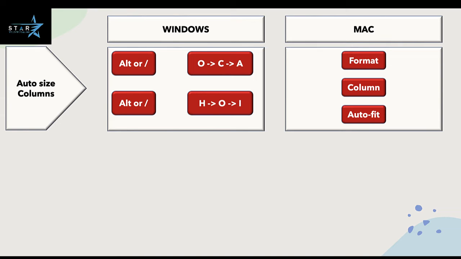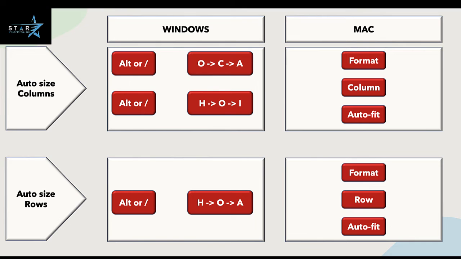When it comes to Mac, there is no shortcut for auto size columns. So we will have to take a traditional route, which is we will have to click on format. Under format, we will have to click column, and under column, we will have to click auto fit, and it will fit to the content of the columns.